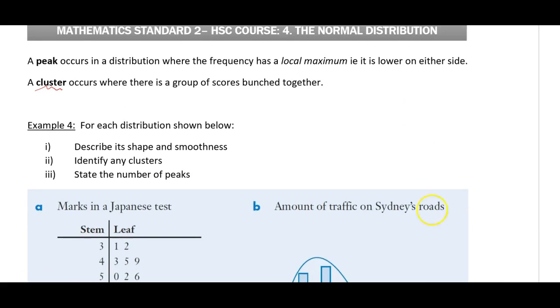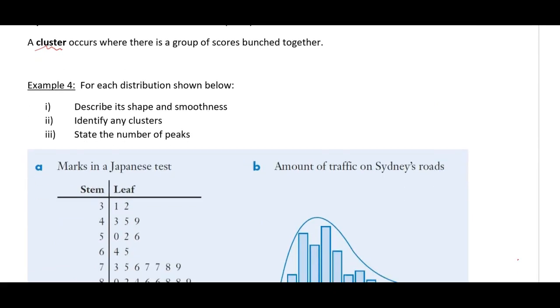We have an example here. We're going to describe the distribution. We're going to describe its shape and smoothness. Maybe it's smoothness, we'll talk about that when we get there. Any clusters and the number of peaks.